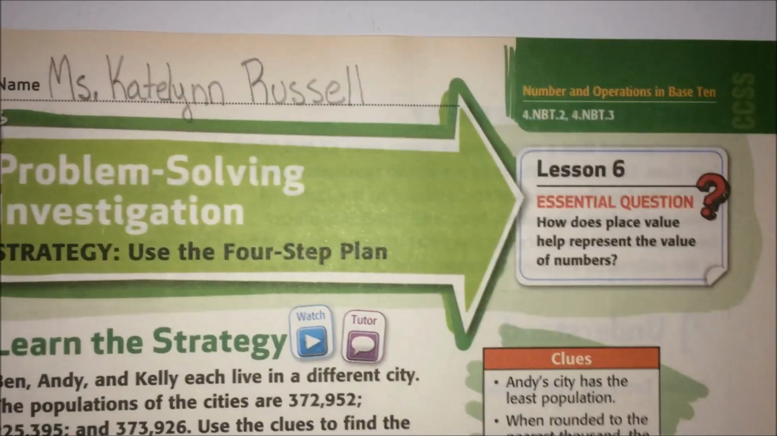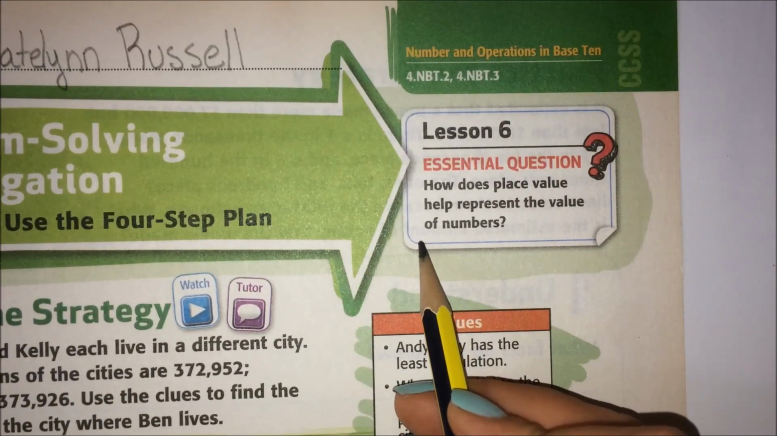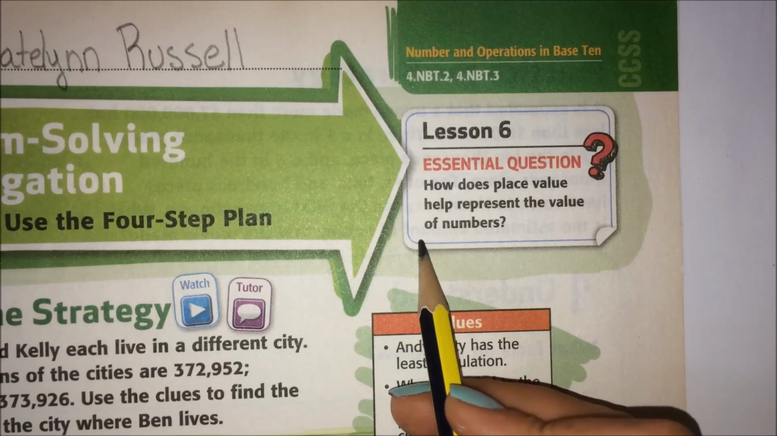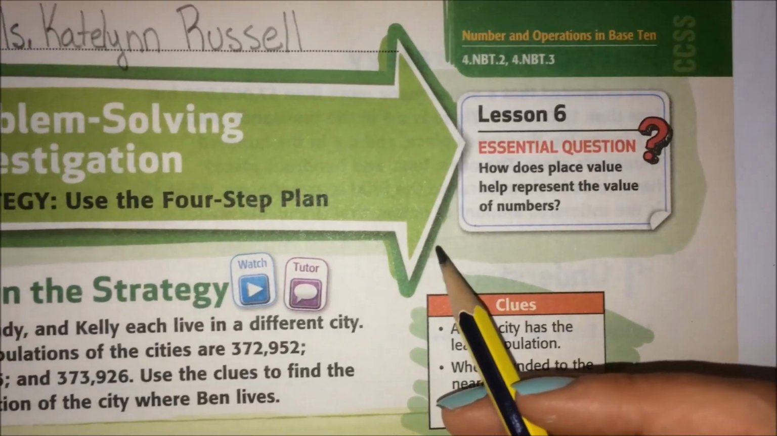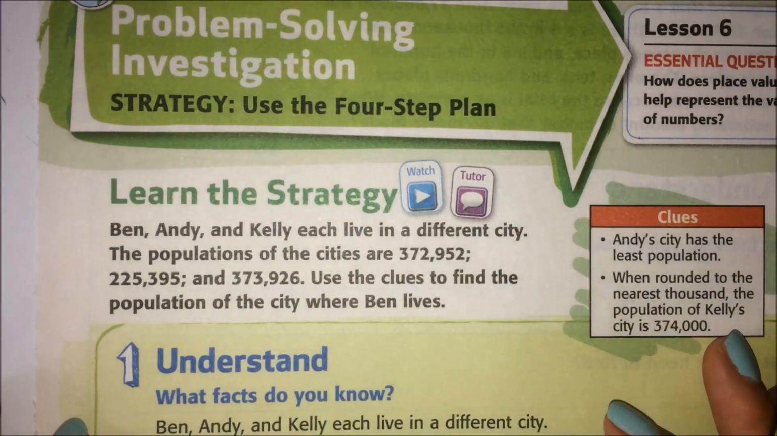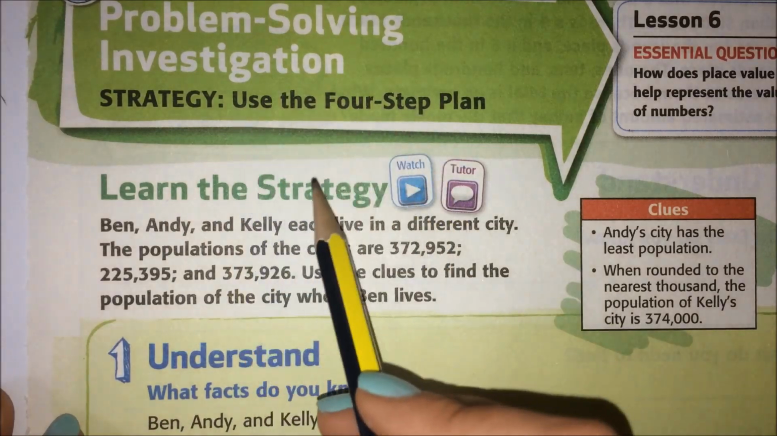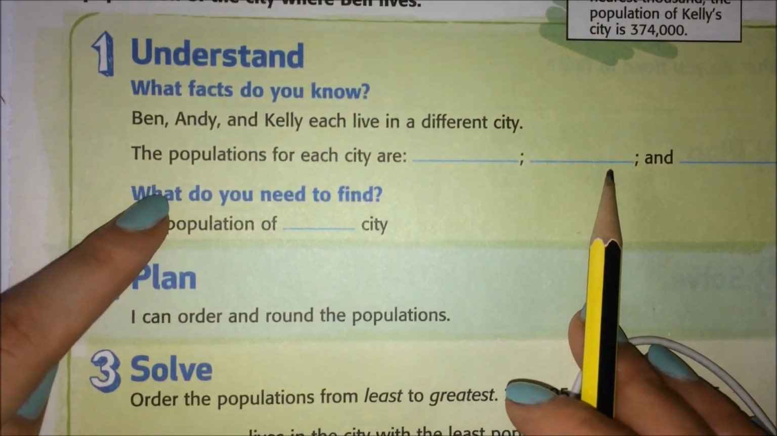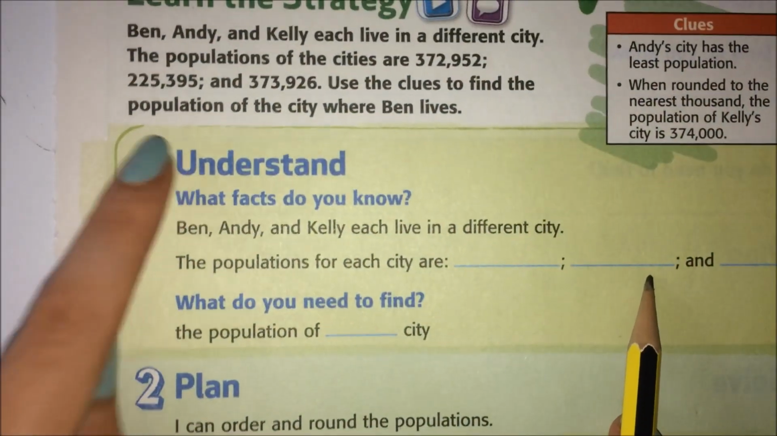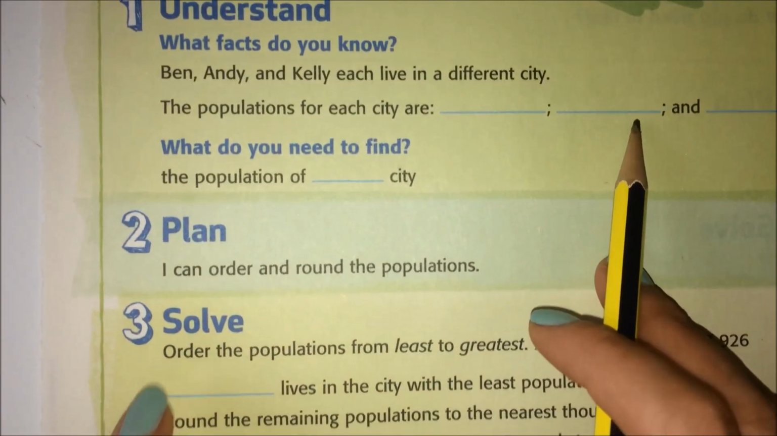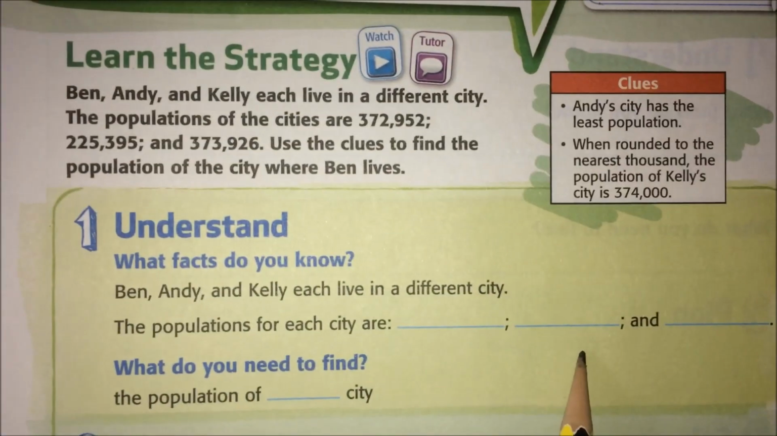And again, the essential question is still the same for this lesson. How does place value help represent the value of numbers? Okay, why is place value important? Okay, the first one we called learn the strategy. So it's teaching us how to do 1, 2, 3, 4 steps. Okay, understand, plan, solve, and check. Okay, so let's get started.